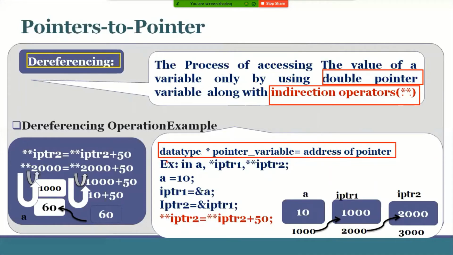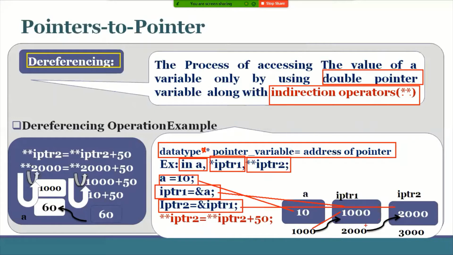Here a single asterisk is specified for the single pointer; one more we need to specify for the double pointer, two pointer operators. One ordinary variable is declared, integer pointer with a single pointer operator declared as a single pointer, and two operators declared as a double pointer. The ordinary variable is initialized with 10, which you can see in the diagram, and the single pointer is initialized with the address of A. This address is given to IPTR1, and IPTR2 is initialized with IPTR1's address, which you can see in this example.